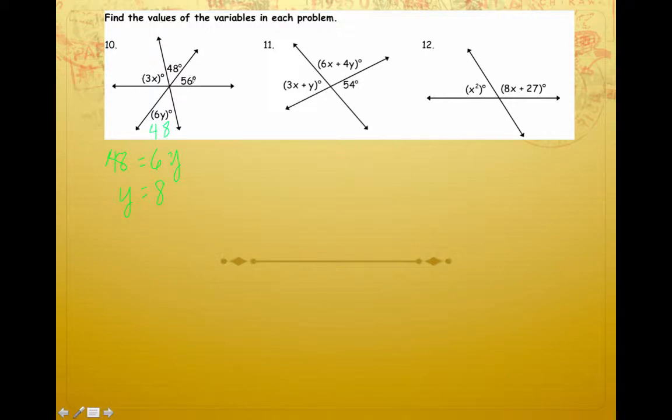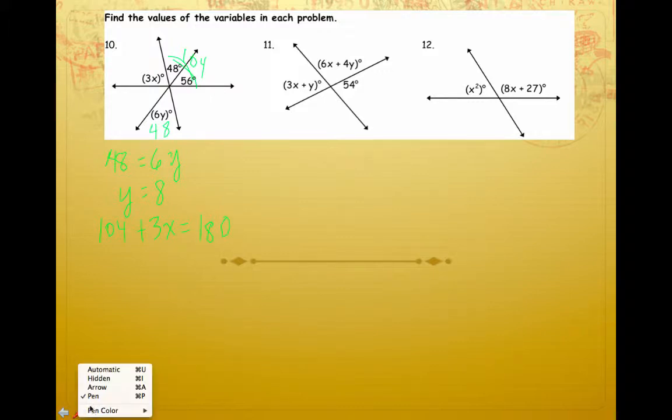And then all of this together makes a line. So if this is 56 and this is 48, then those add up to 104. So this all together is 104. So that means 104 plus 3x, well, they make a linear pair, so that's 180.